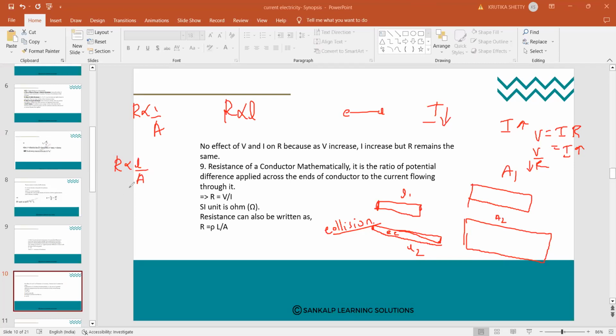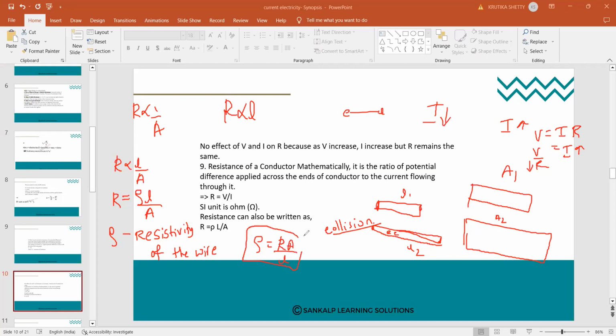Therefore, we can write it with an equal sign by taking a constant rho. It is rho L divided by A. So R is equal to rho L divided by A. So therefore, I am introducing a new term to you, that is rho. This rho is called resistivity. This rho is called the resistivity of the wire. Therefore, rho is equal to R into A divided by L.